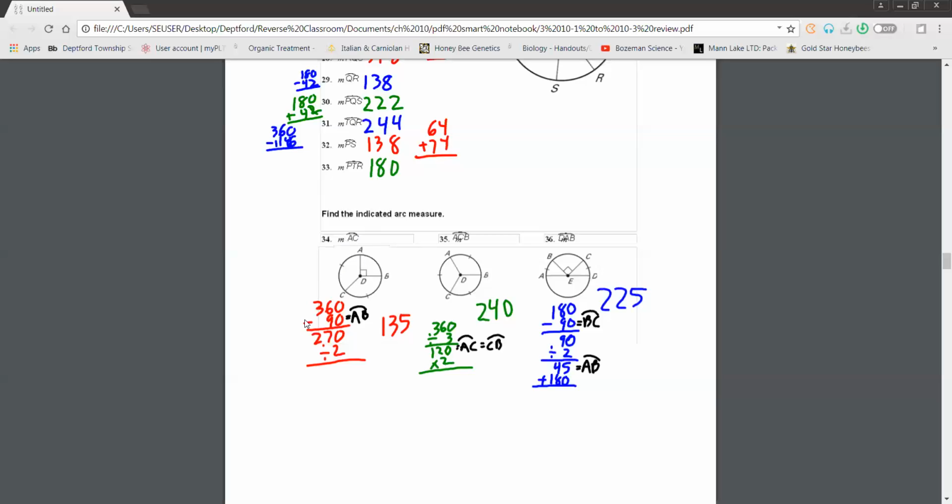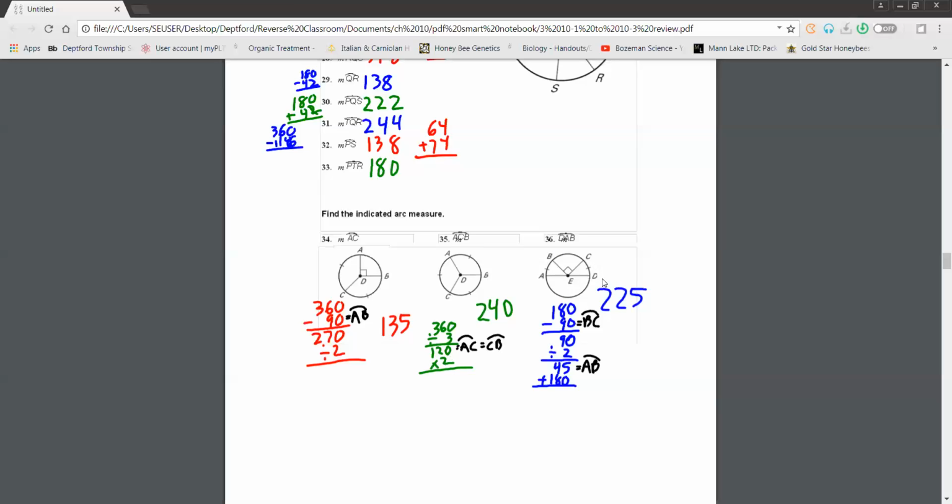Each of these I used when I knew... This is 90, so I did 360 minus 90 to get ACB. And then these two parts are equal, so I divided that by 2. 35, the whole thing is 360. There's 3 equal parts, so I divided by 3 to get 120. And for ACB, I'm using 2 of those, so I doubled that to get 240. Something like 36, you might have to mess around with and find what's easiest. There might be more than one way to do this, but I think this is definitely the easiest way here.